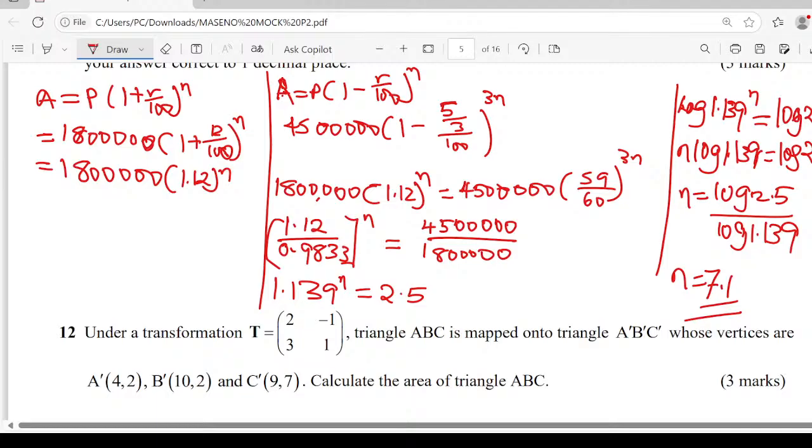7.1. Thank you for bringing that across. Okay, I'm seeing someone saying that question at 59 over 60 power 3n.